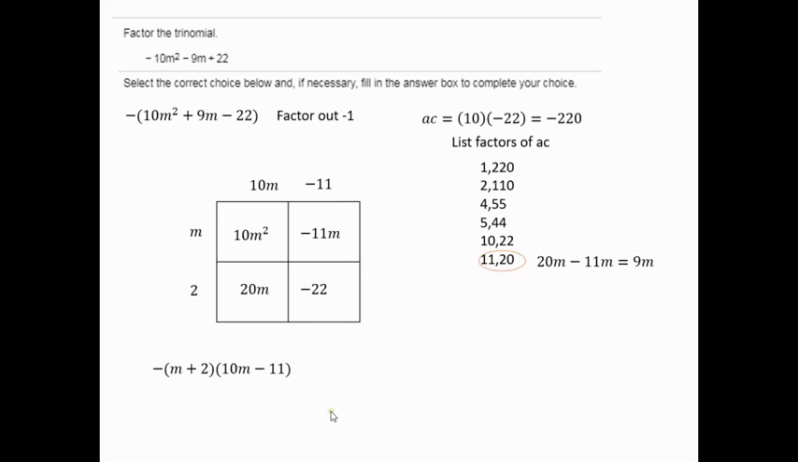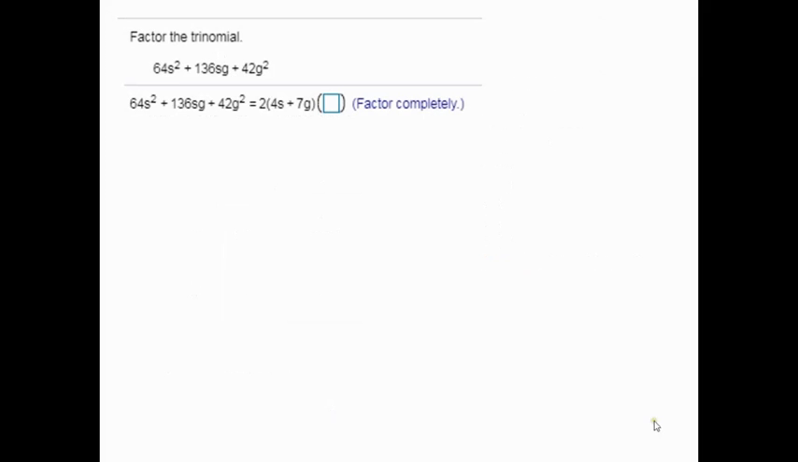Negative m plus 2, 10m minus 11. Now I wanted to include this particular problem because a lot of times students have a hard time understanding what's going on with it. But it's really not that hard when you think about it, because they give us a big hint here. All we've got to do is find the last factor of this. It looks a little complicated, but really it's not too bad.